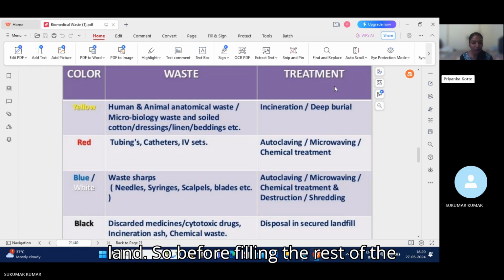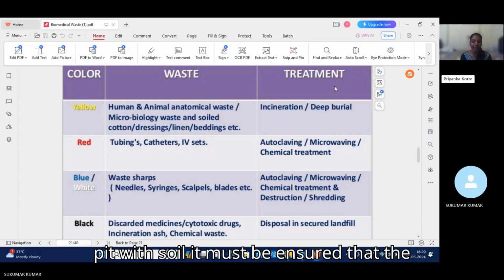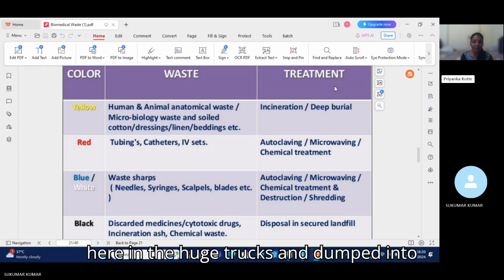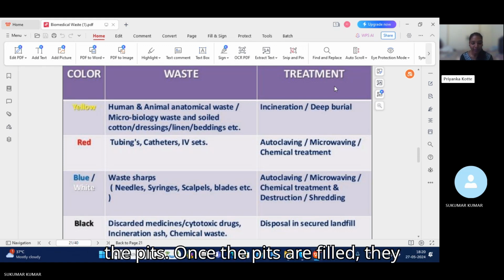So before filling the rest of the pit with soil, the waste is collected in huge trucks and dumped into the pits. Once the pits are filled, they are covered with soil and left for decomposition. So it is just a topper layer.